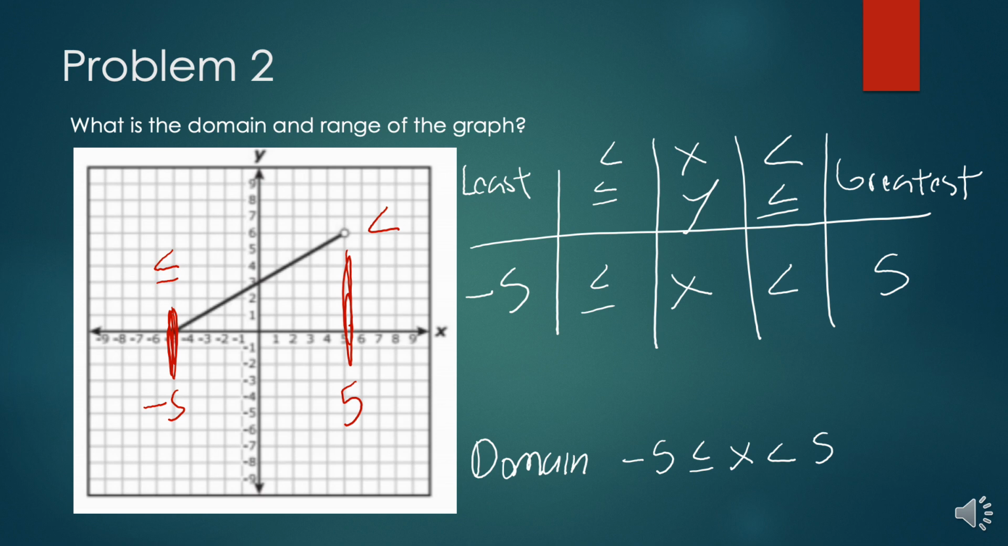Now for my range, I'm going to use a different color again. My lowest number, it's once again here, which is 0. And if you remember, that was a closed dot. Now my upper bound is 6, and I know that I have an open dot there, so that's the sign I'm going to use. Now I could go ahead and write my range, which was 0 less than or equal to y less than 6.